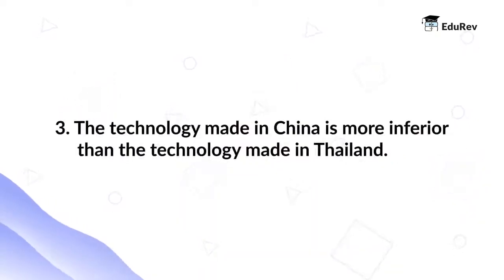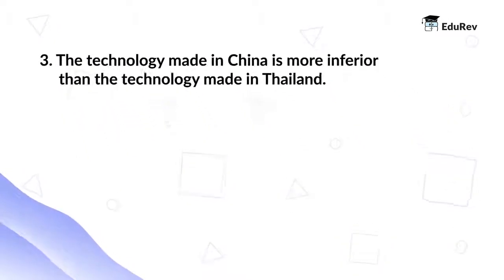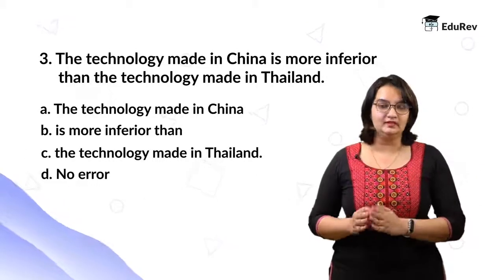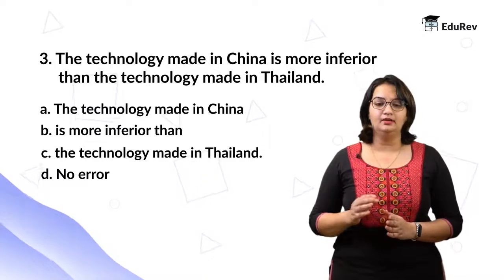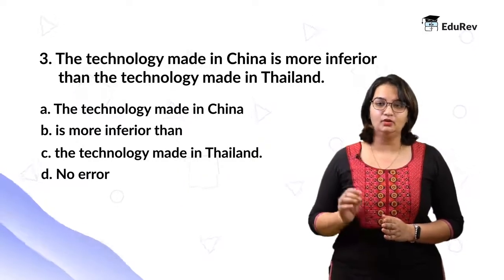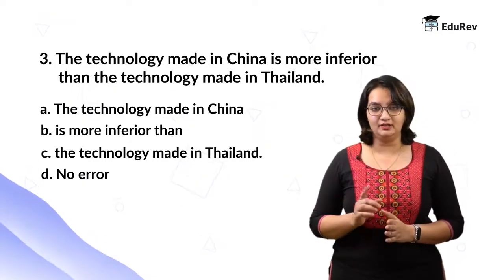Let's take a look at the next example. The technology made in China is more inferior than the technology made in Thailand. Option A, the technology made in China. Option B is more inferior than, and option C, the technology made in Thailand. Option D, no error.